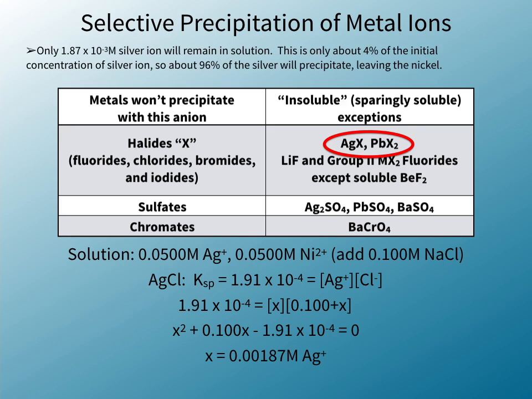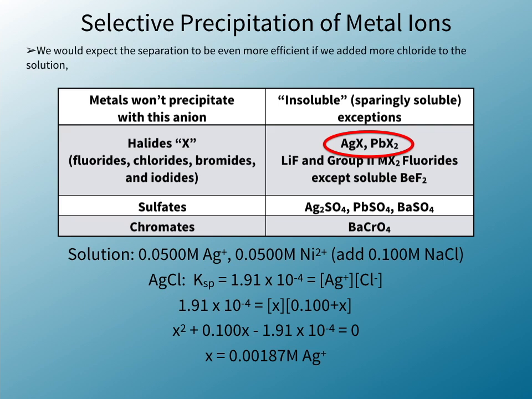This is only about 4% of the initial concentration of silver ion, so about 96% of the silver will precipitate, leaving the nickel. We would expect the separation to be even more efficient if we added more chloride to the solution, because chloride decreases the solubility of silver chloride due to the common ion effect.